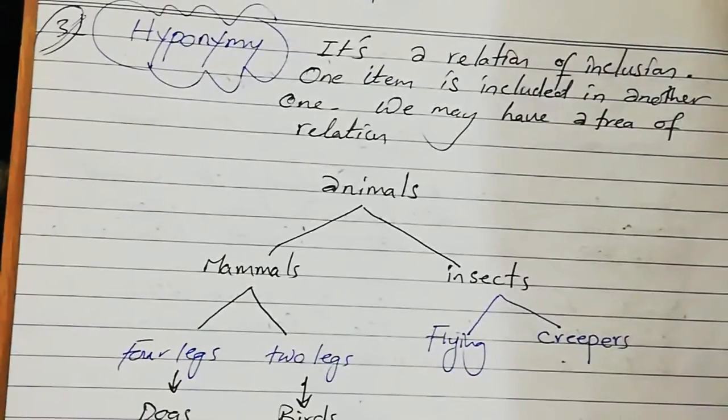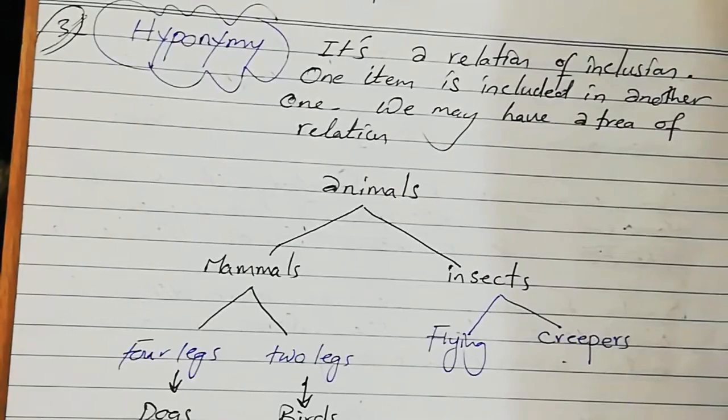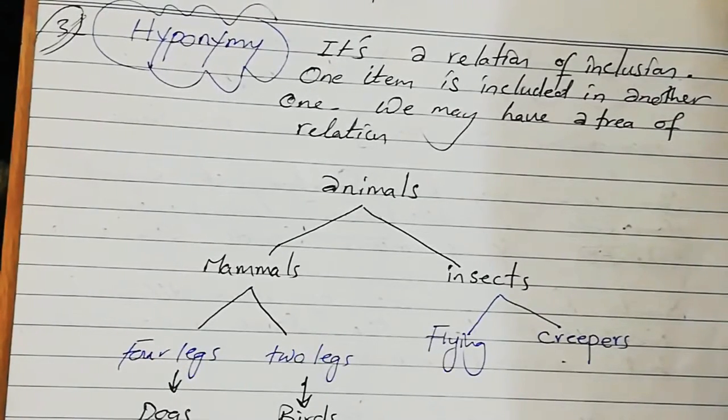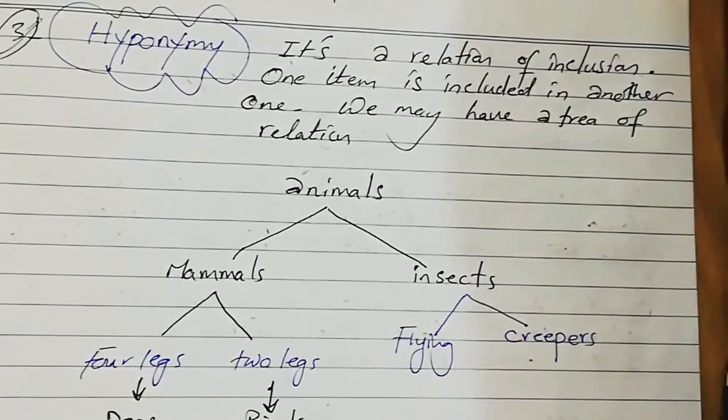Now let's move to the third type of semantic relation, which is hyponymy. Okay, so hyponymy is when the meaning of one form is included in the meaning of another. So now we have a relation of inclusion. One item is included in another one.